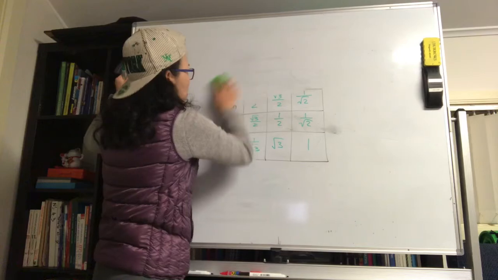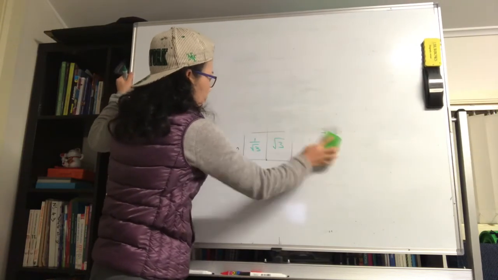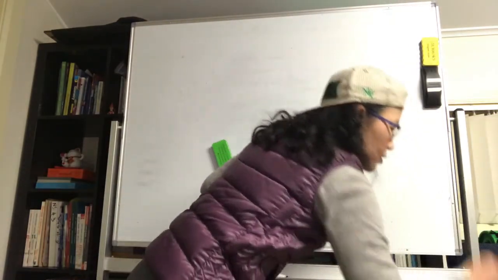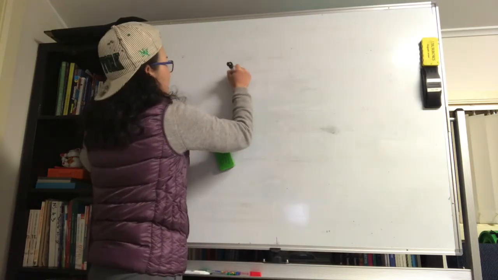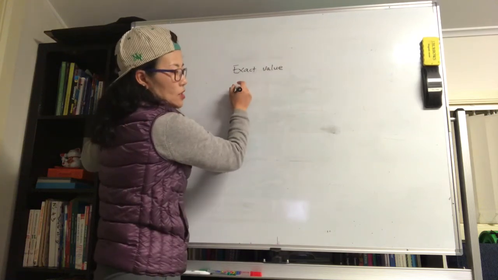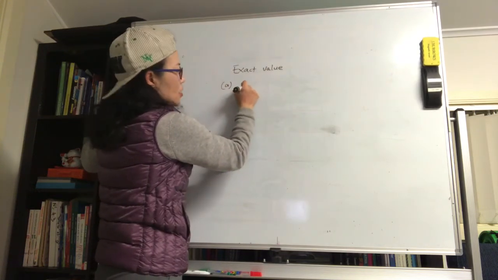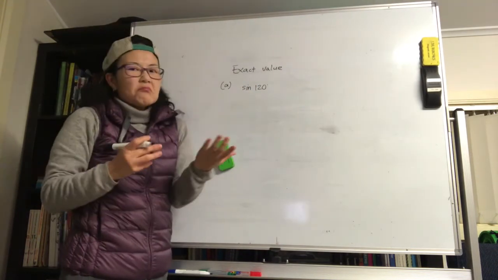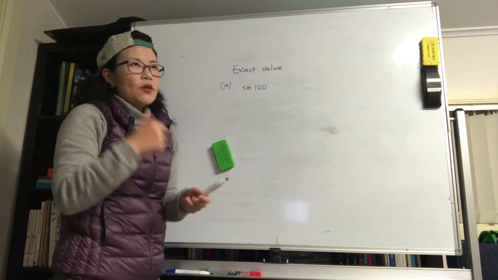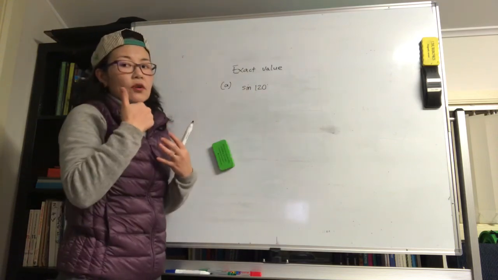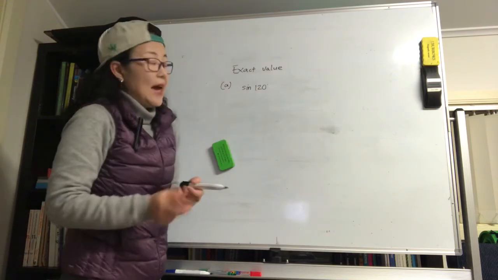Okay, so knowing all this, I'm going to do the question on finding exact values. So I've got some questions here and I'm just going to do them. So we're going to find the exact value of each expression. So A, I've got sine 120 degrees. Now, we can't find the exact value of 120 because we only know 30, 60, 45. So we need to change this one into 30 or 60 or 45. How are we going to do that?